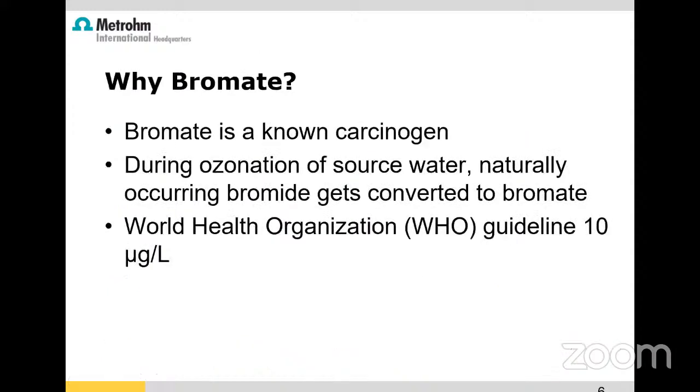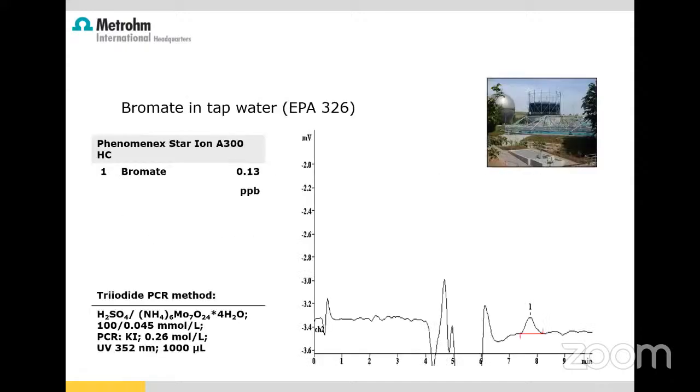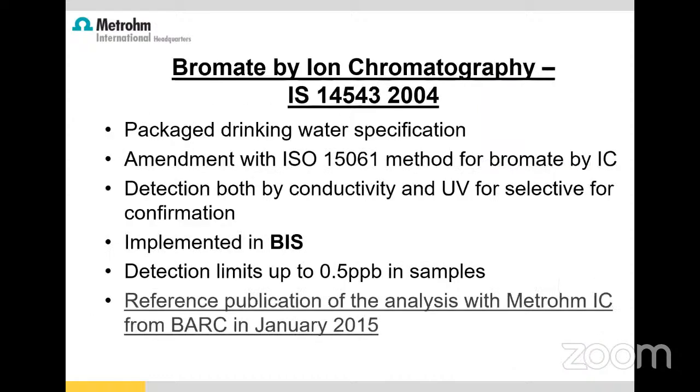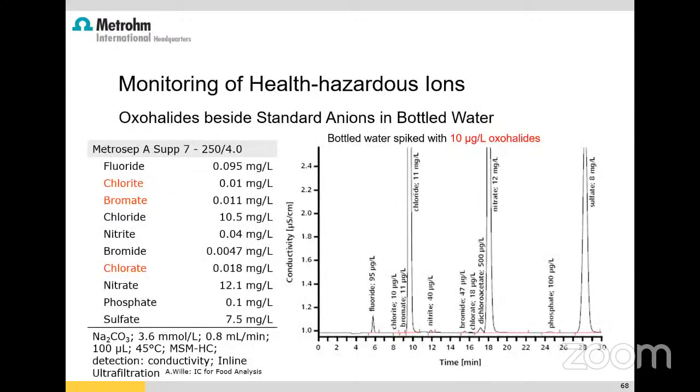Then bromate. Why should we do it? What is the importance of bromate? Bromate is a known carcinogen. During ozonation of source water, naturally occurring bromide gets converted to bromate. The WHO guideline for packaged drinking water is 10 ppb, so we can determine those. This is bromate in tap water according to EPA 326. Our BIS, the Bureau of Indian Standards, has implemented IC as the technique for bromate in packaged drinking water. This is how we do it.